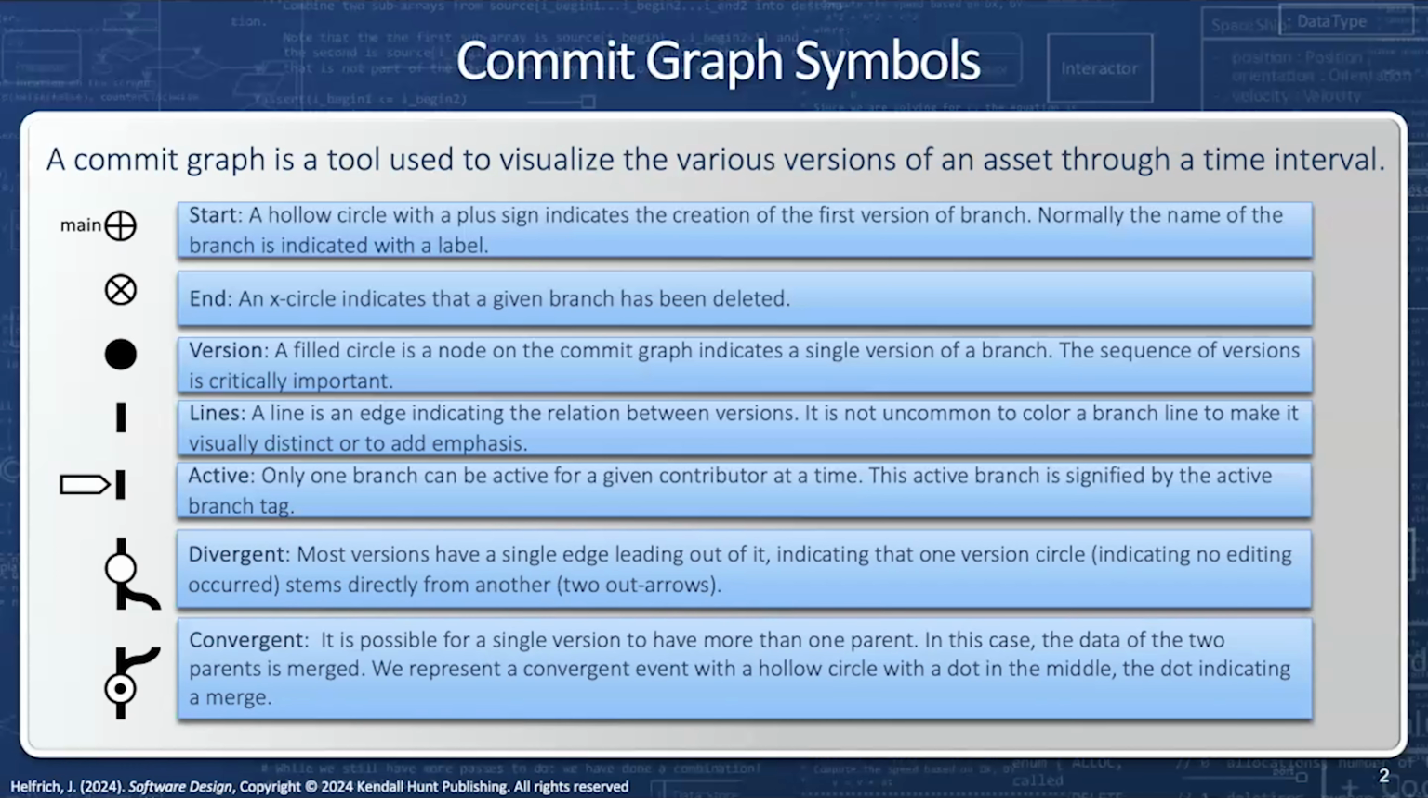It is possible for a single version to have more than one parent. In this case, the data from 2 branches are merged. We represent a convergent event with a hollow circle and a dot in the middle, the dot indicating a merge. For example, if 2 edits are made to the same file, then those 2 separate edits are going to have to be merged together, and that merge action is indicated with a dot.